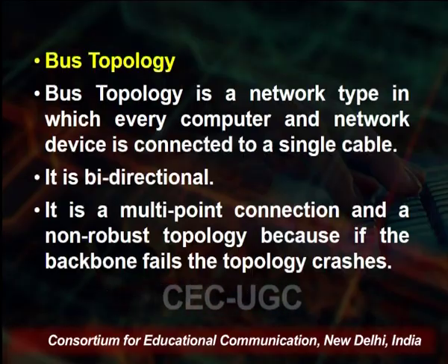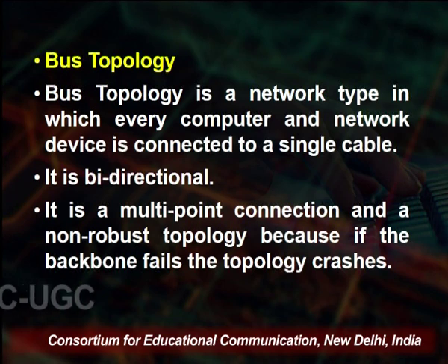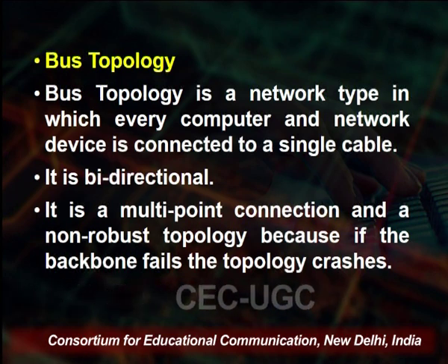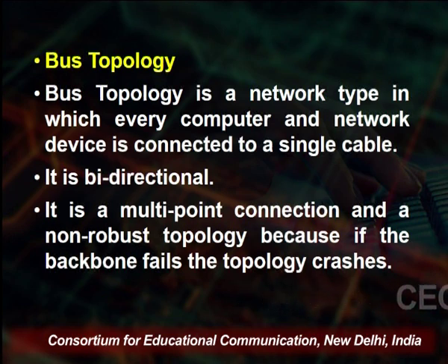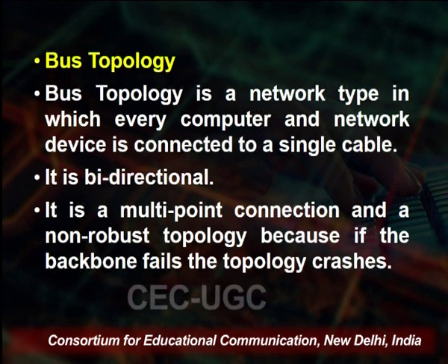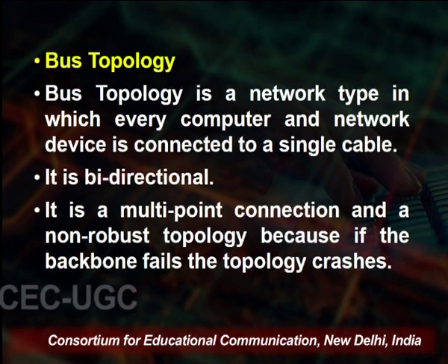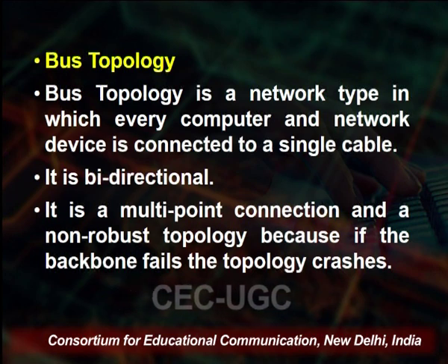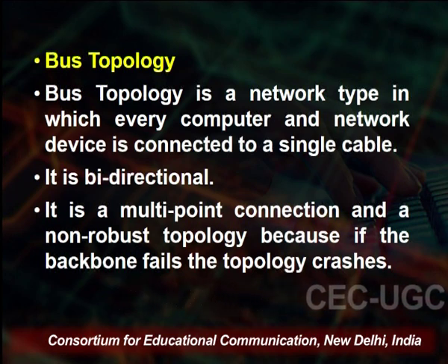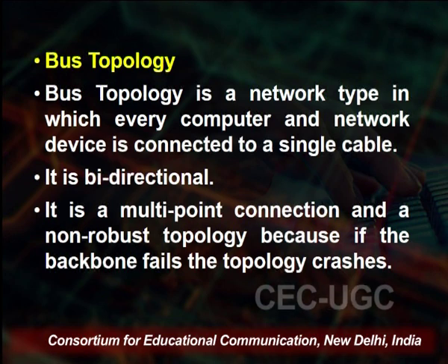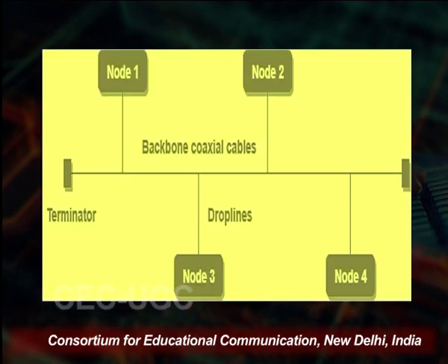So bus topology is a network type in which every computer, or every network device, is connected to a single cable. That cable or that connection is a bidirectional connection, and it is a multi-point connection, a non-robust topology, because if the backbone fails, the topology is going to crash. Now how does this topology look like? That is shown on the screen.